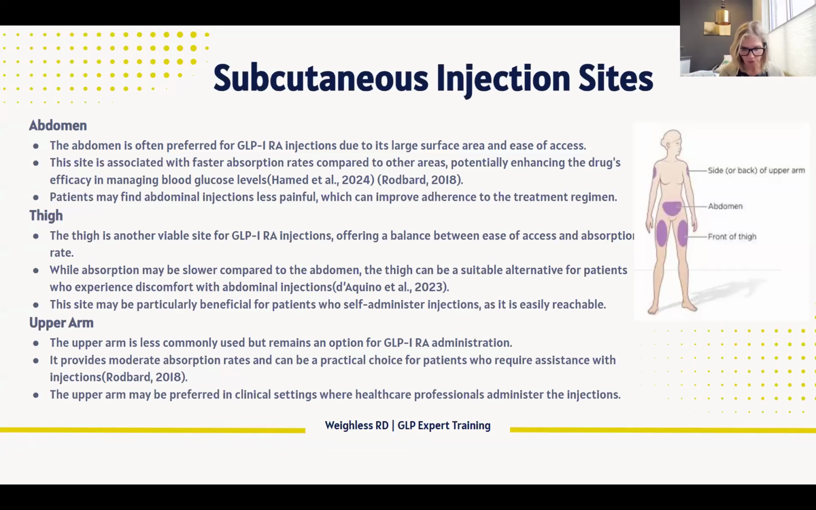And so a couple of things. I was interested, so I looked into what effect the different areas would have on the effectiveness of the injection. I'm just going to highlight certain things because I know this is a busy slide. The abdomen is often preferred. It has a large surface area and it's easy to access. There are some studies showing that it has faster absorption rates compared to the other areas. And patients often find that the abdomen is the less painful area.